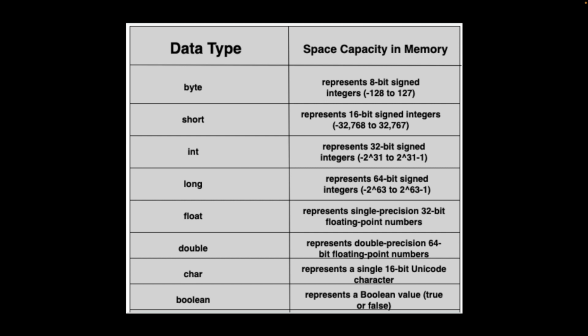You got your floats, you got your doubles, you got your chars, and your booleans. If you look this up, you'll find this online. I don't want to be too long-winded, but this is basically what each of these values are capable of storing.